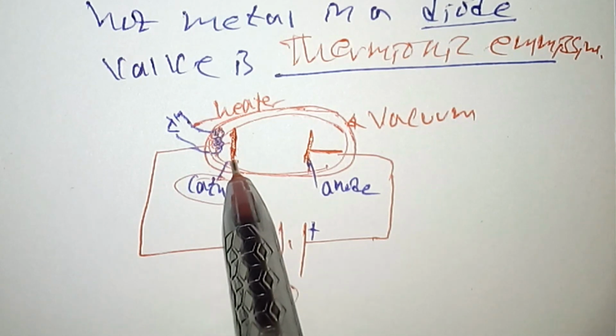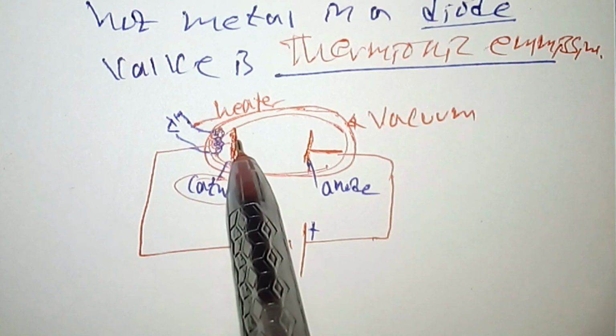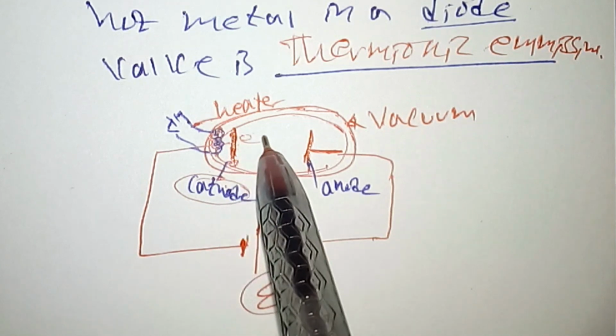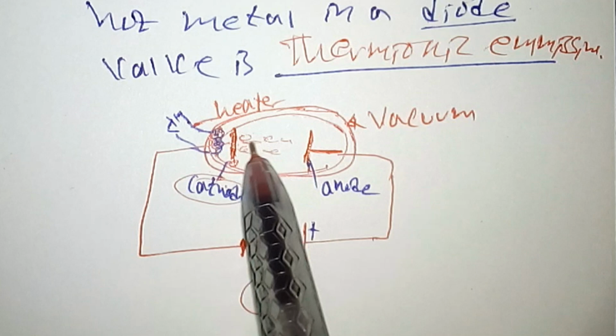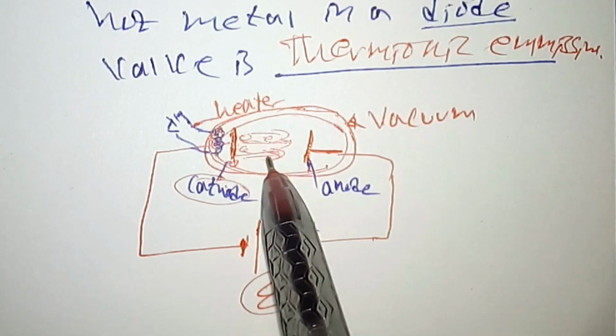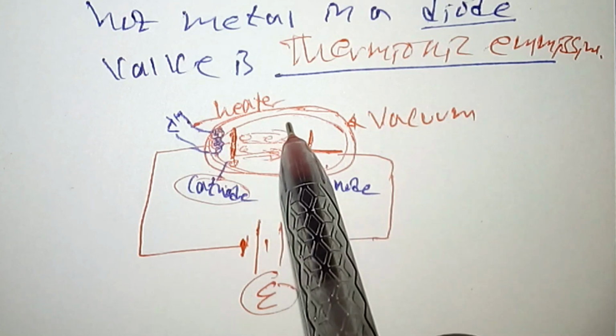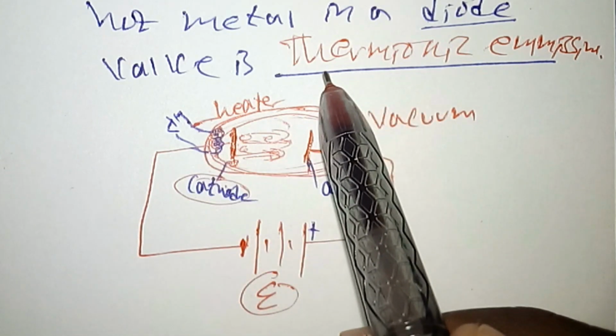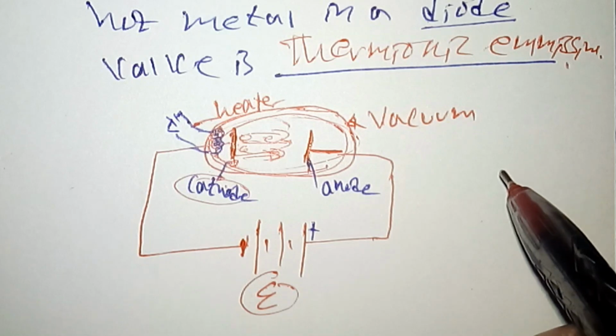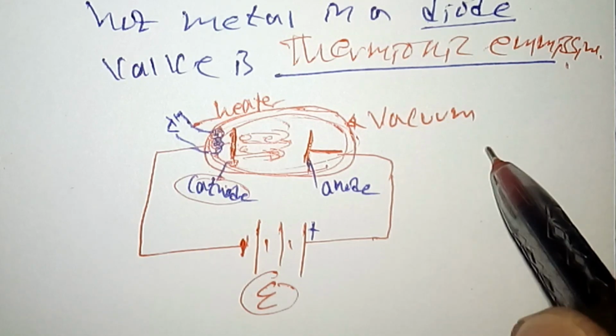heats the cathode. As the cathode heats, the electrons start to be emitted from its surface and are attracted toward the anode and flow like a beam of light, which we call cathode rays or a beam of electrons. So this process is simply known as thermionic emission. So the correct answer for this question is alternative B.